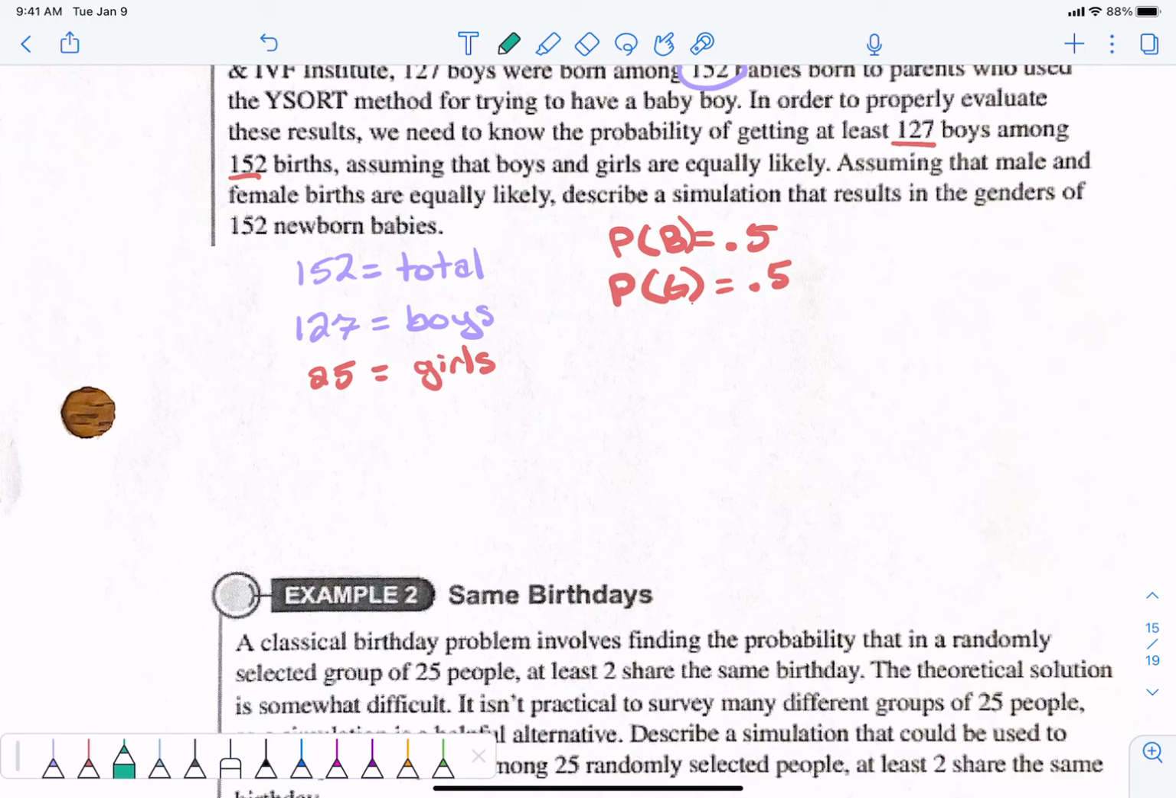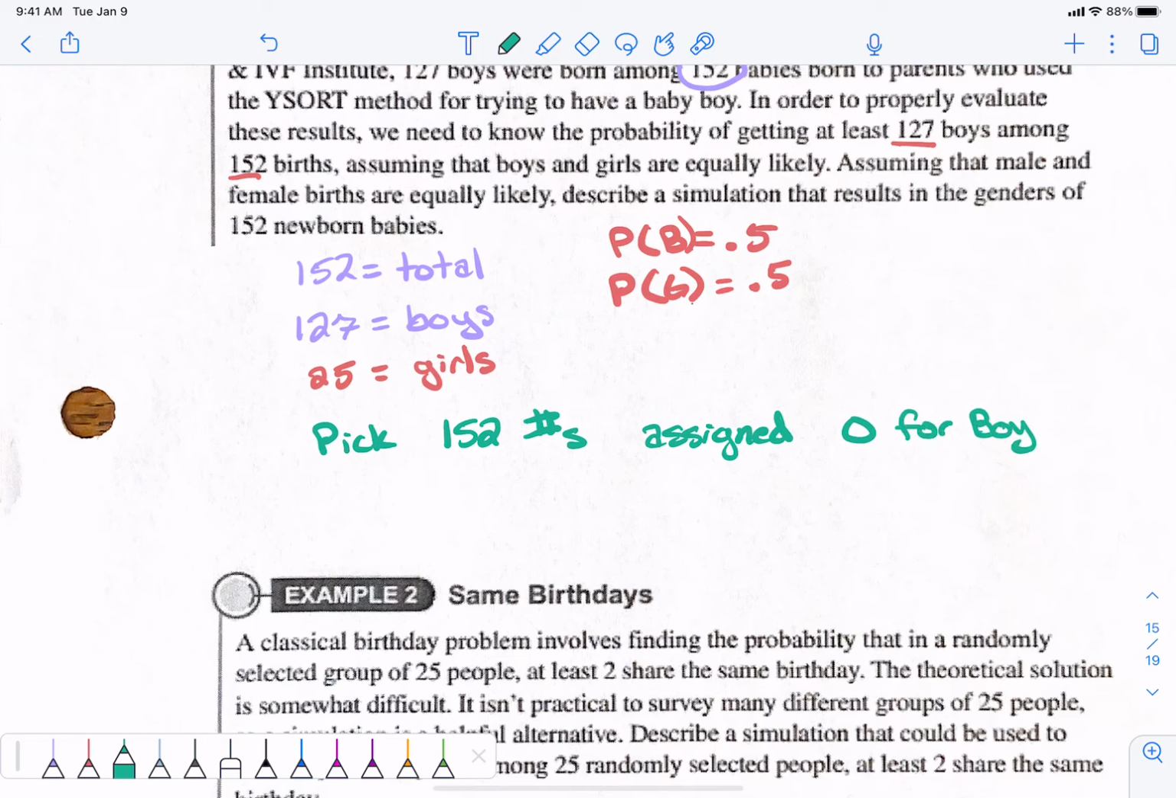So pick 152 numbers and assign 0 for a boy and 1 for a girl, and then we figure out how many of each we got. How many boys, how many girls we got, okay?